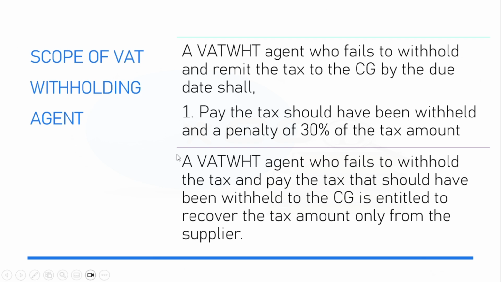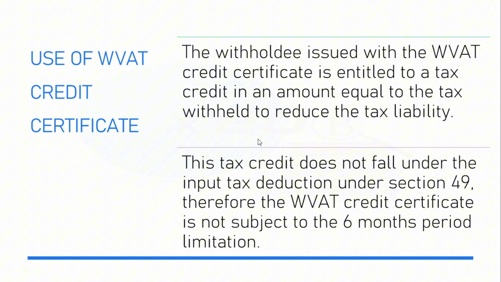So now let's look at the user as a withholdee. What are your entitlements? Once the supplier issues the credit certificate to you, or the withholding agent issues the credit certificate to you, you are entitled to a credit, an amount equal to the tax that has been withheld, to reduce your tax liability. What this means is it acts as an input tax for you. For those of you who know how to file on the portal, you know your output VAT or output tax less your input tax. So the credit certificate acts as an input tax once you have it.